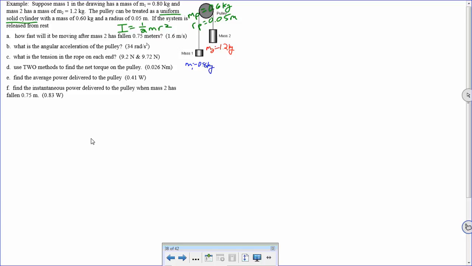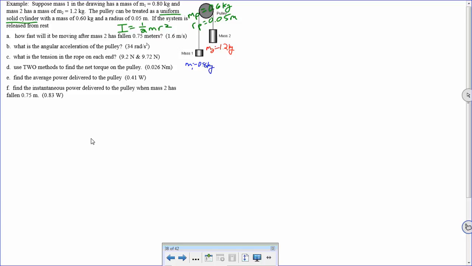Everybody good? All right, so A says, if the system is released from rest, how fast will it, meaning the system, be moving after mass 2 has fallen 0.75 meters? The idea is mass 2 is going to come down, mass 1 is going to go up, and as that happens, the pulley is going to turn. Cool? I'm wishing now that I'd written this more clearly to say that, assuming the string doesn't slip on the pulley, which is how these problems are usually worded, I neglected to say that. I should have put that in. So how fast will the system be moving after mass 2 has fallen 0.75 meters?